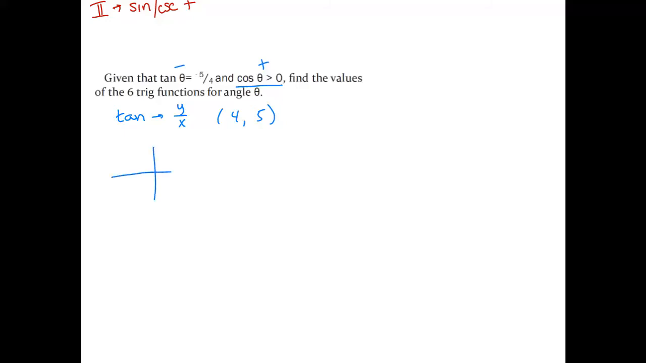Well, in All Students Take Calculus, cosine is positive in the first quadrant and in the fourth quadrant. The problem is that tangent is not positive in the fourth quadrant. It's positive in the first quadrant. So our angle has to be somewhere in the fourth quadrant, right? Because if they were both positive, we could draw this in quadrant 1 and it'd be easy peasy. But since tangent is negative, we're going to use the quadrant 4 version of this.